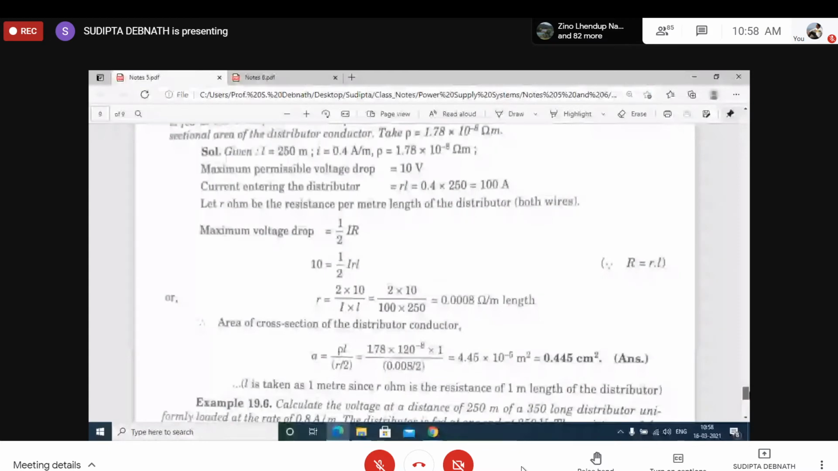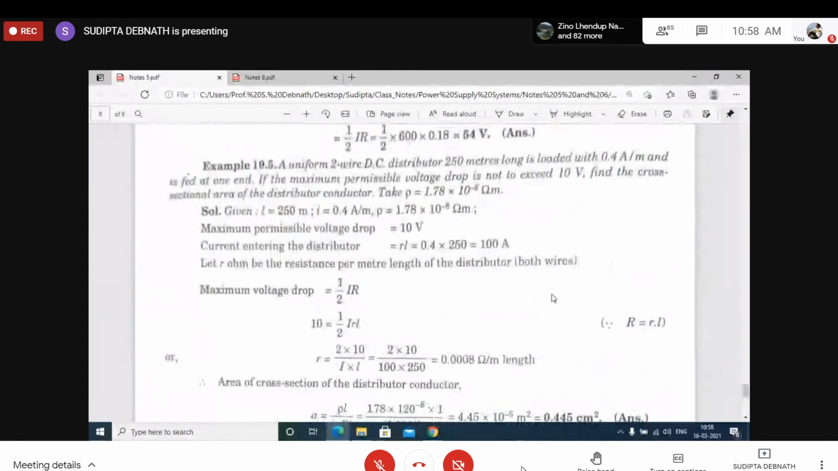So what is new? Let's see whether anything is new here. A uniform two-way DC distributor 250 meters long is loaded. Small i given, capital I given. Maximum permissible voltage drop is not to exceed 10 volts. So we can find out half IRL square is equal to 10 volts. Okay, maximum voltage drop is half IRL square, that is equal to 10 volts. Find the cross-sectional area. So from there, find out what is R.